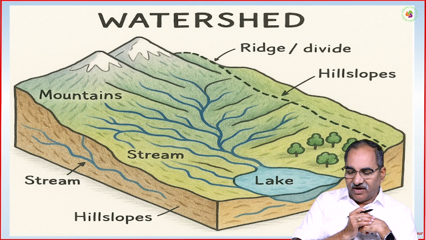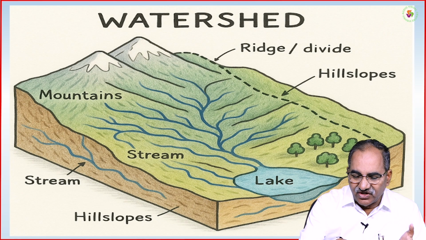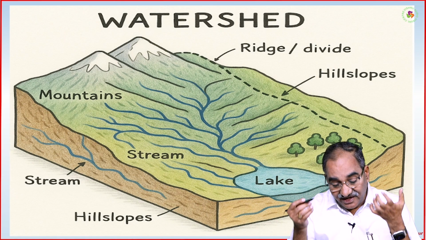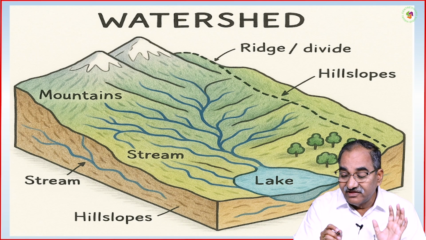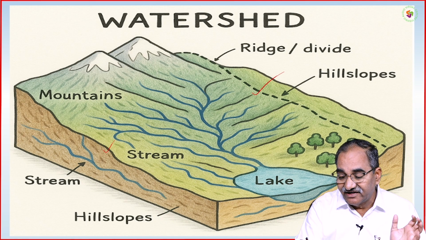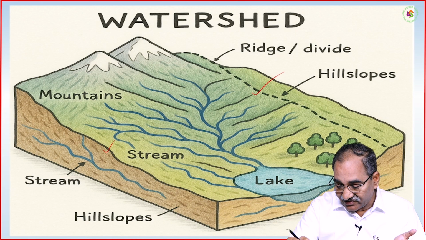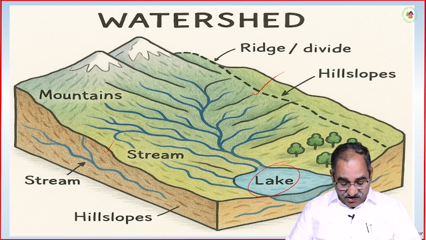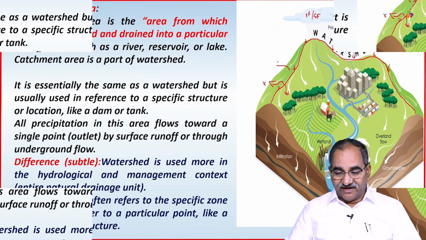Now again, one more also I have shown you. So it contains different mountains and different urban areas, different forests, all that actually. So this is one ridge line. This is another ridge line. So this is the divide and how the flows and it reaches the lake finally. So this is how a watershed looks like, right?